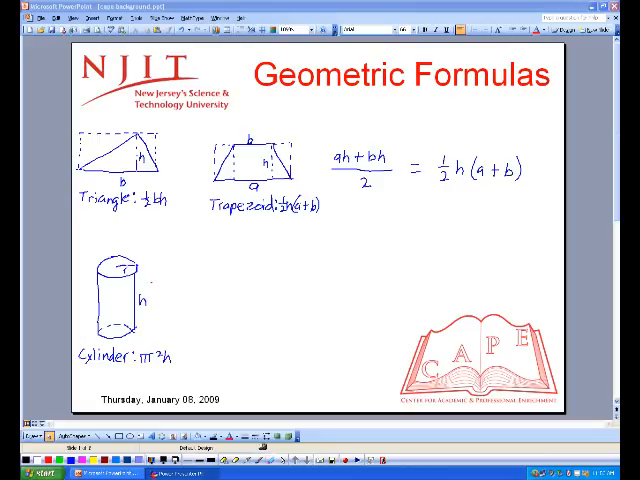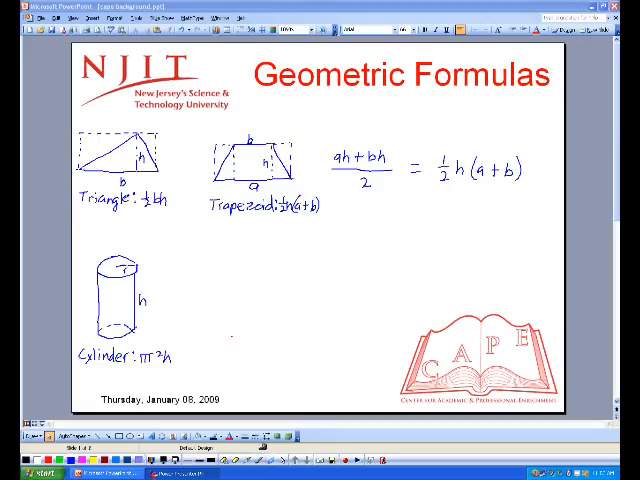Now you can think of it as being the area of the base times the height of the cylinder. So the area of the base is always going to be pi r squared. Height of the cylinder is h, so that's why it's pi r squared, the area of the base, times the height.